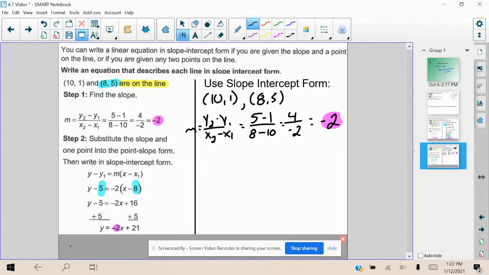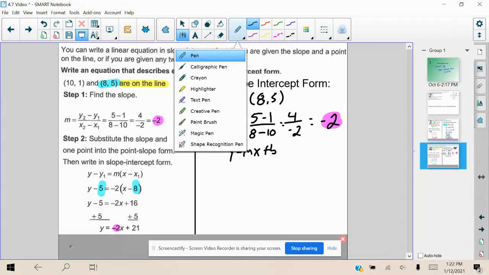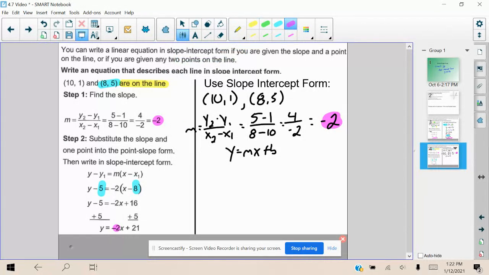So now we're going to take this slope and choose one coordinate point of the two to substitute into slope-intercept to then find that y-intercept. So we have y equals mx plus b. I'm going to choose, let's say, 10, 1 here because we used 8, 5 in the other. So let's substitute in these values. The y value is 1. The slope value is negative 2. And we don't know our b value.